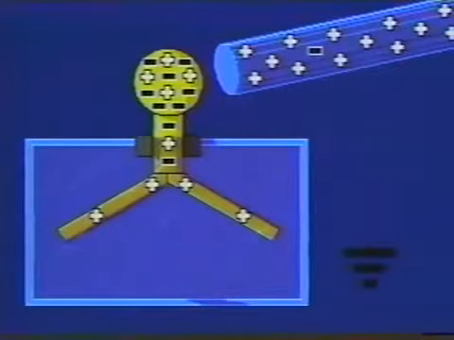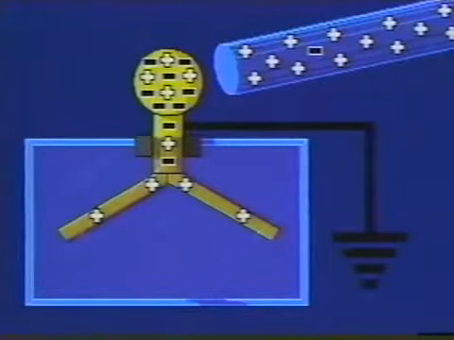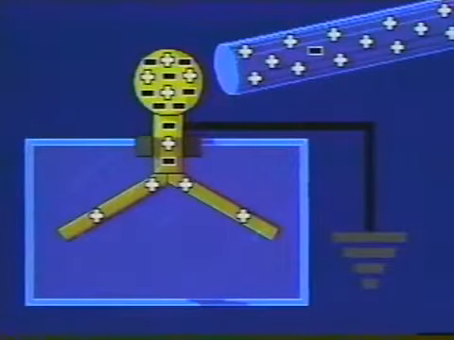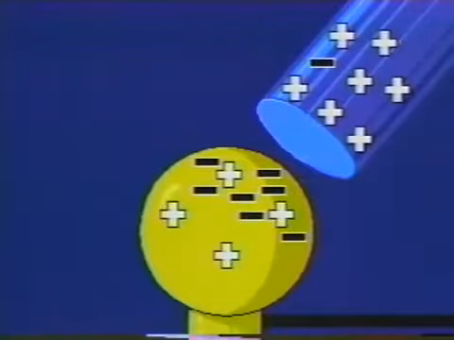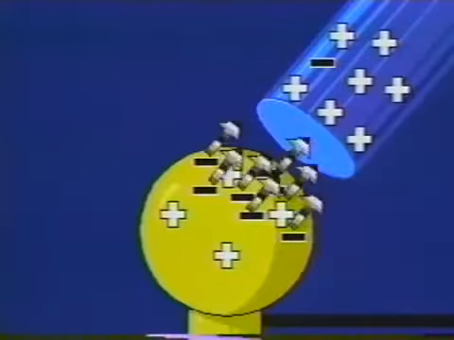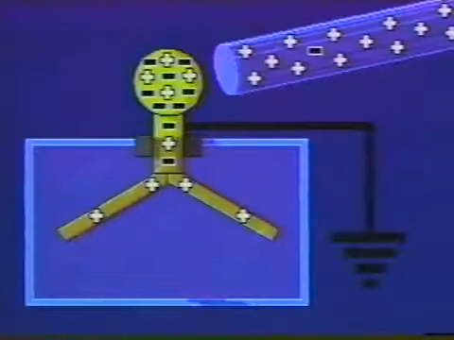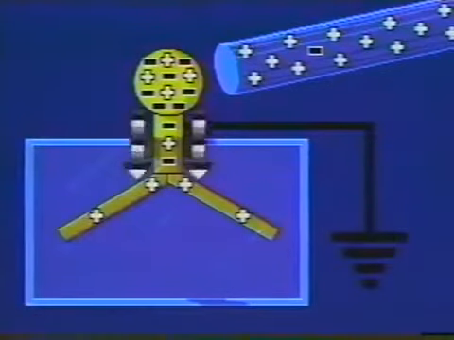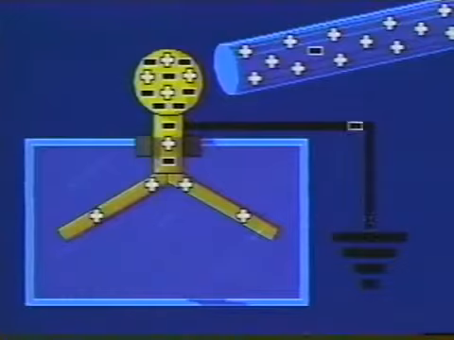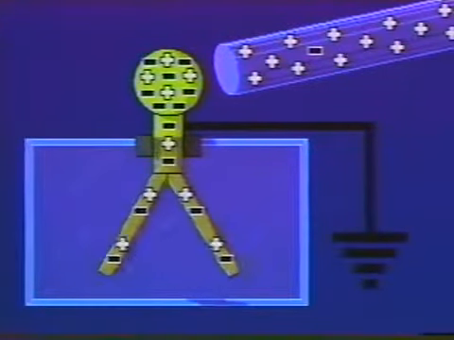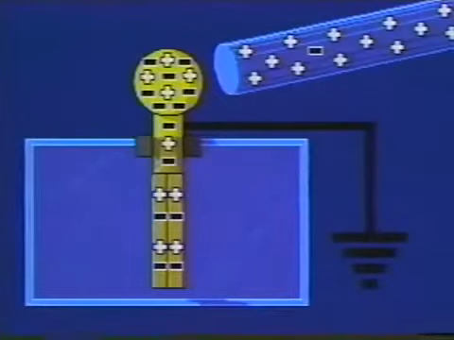This time we'll ground the electroscope while the positively charged rod is held nearby. Remember that the electrons in the electroscope are attracted by the positive charge on the rod. The positively charged leaves are also attracting electrons. The ground allows electrons to enter from the earth. As a result, the leaves of the electroscope become neutral and collapse.